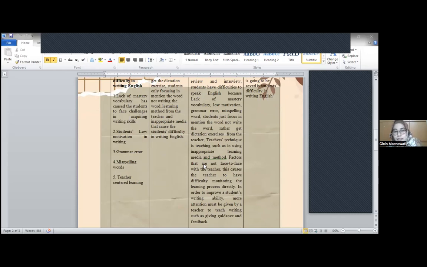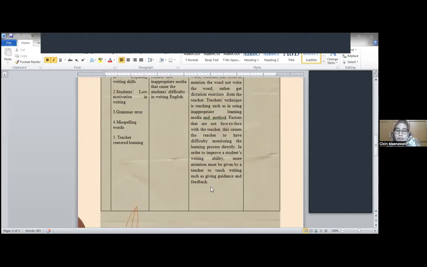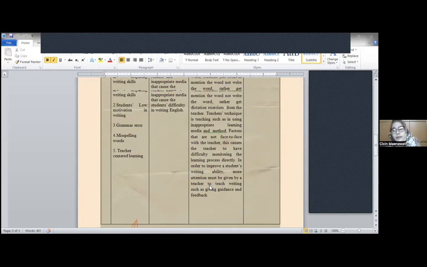The teacher's technique is teaching, such as using an appropriate learning media and method. Factors that are not face-to-face with the teacher cause the teacher to have difficulty monitoring the learning process directly. In order to improve a student's writing ability, more attention must be given by a teacher to teaching writing, such as giving guidance and feedback.